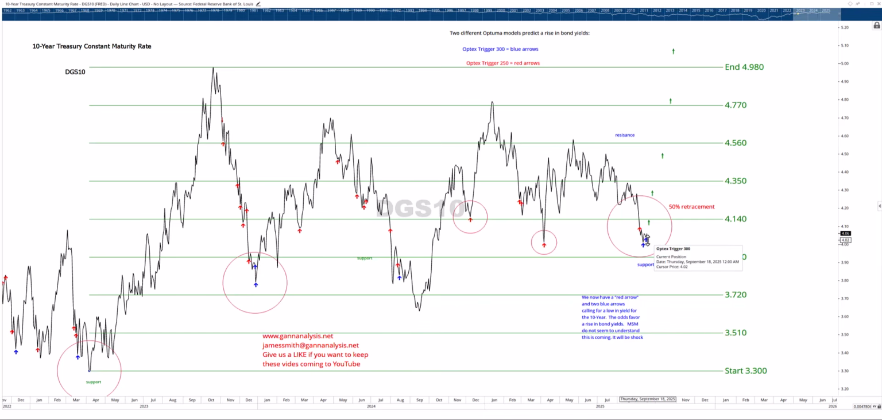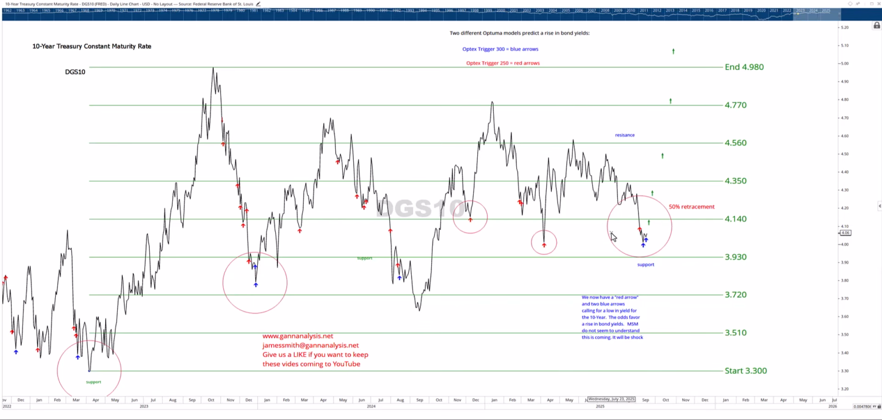Currently, if you were to look at the 10-year yield reported in the media today, you'd see it's up here, 4.12, 4.13, 4.14. What I would point out to you right away is that 4.14 is a 50% retracement. So from the high over here, you're looking at a high of 4.98 to a low over here at 3.30. Half of that would be 4.14.